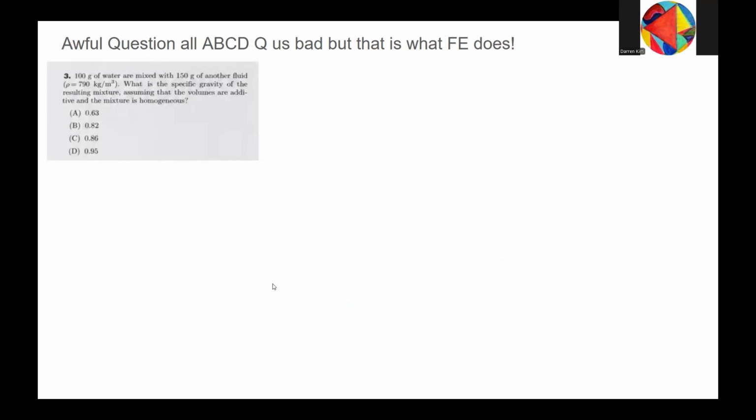Okay, we're doing number three. We're doing specific gravity next, looks like. So 100 grams of water mixed with 150 of another fluid. What is the specific gravity of the resulting mixture, assuming the volumes are additive and the mixture is homogeneous?